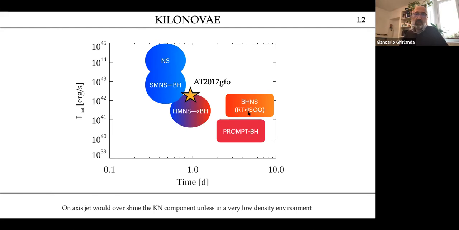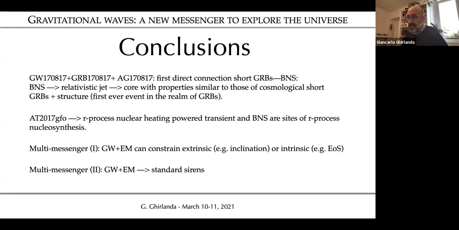And then there is the black hole neutron star part, where the main game is played by the fact that you need material to be torn apart in the destruction of the neutron star, and therefore the condition is that the tidal radius is larger than the innermost stable orbit radius.